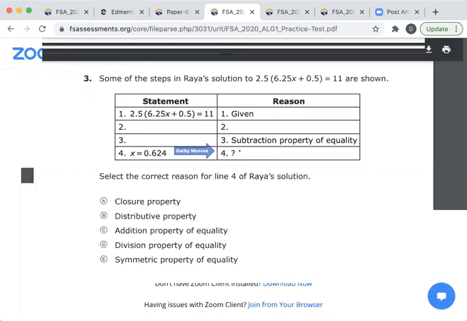On the left is the statement, or like the problem being solved, and on the right is the reason, like a geometry proof. So if we're looking at this problem, you could say the first one, you could either divide 2.5 over to the 11, or you could distribute it. So either way, you're going to be left with something times x plus something on the other side.